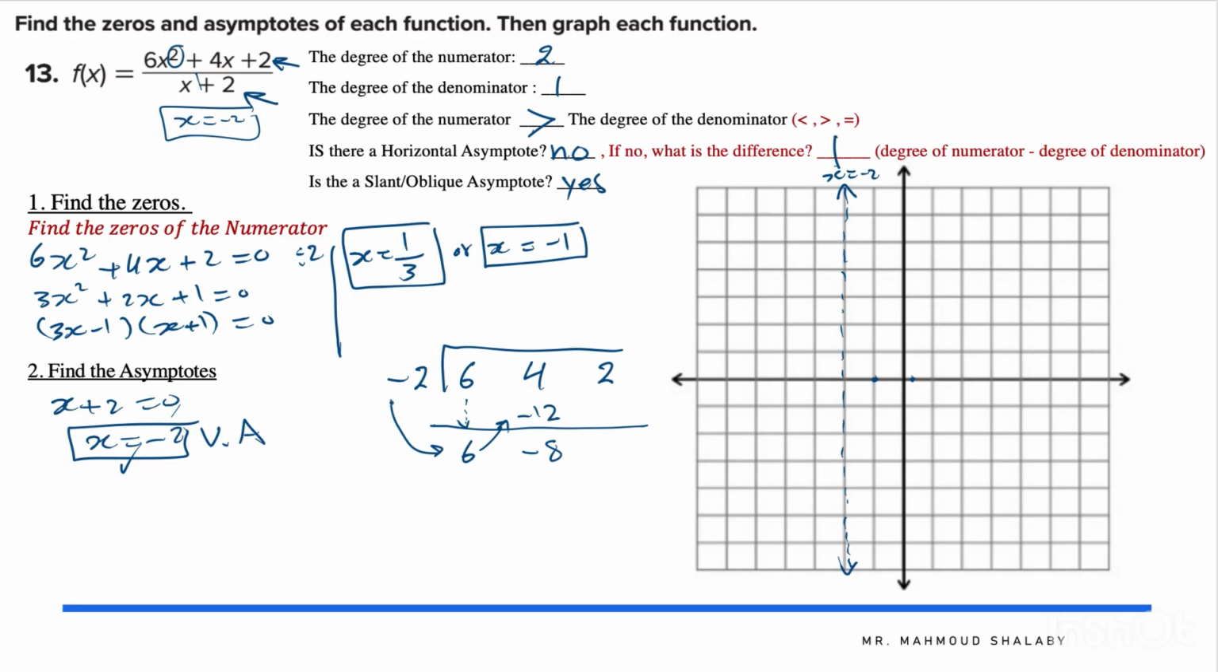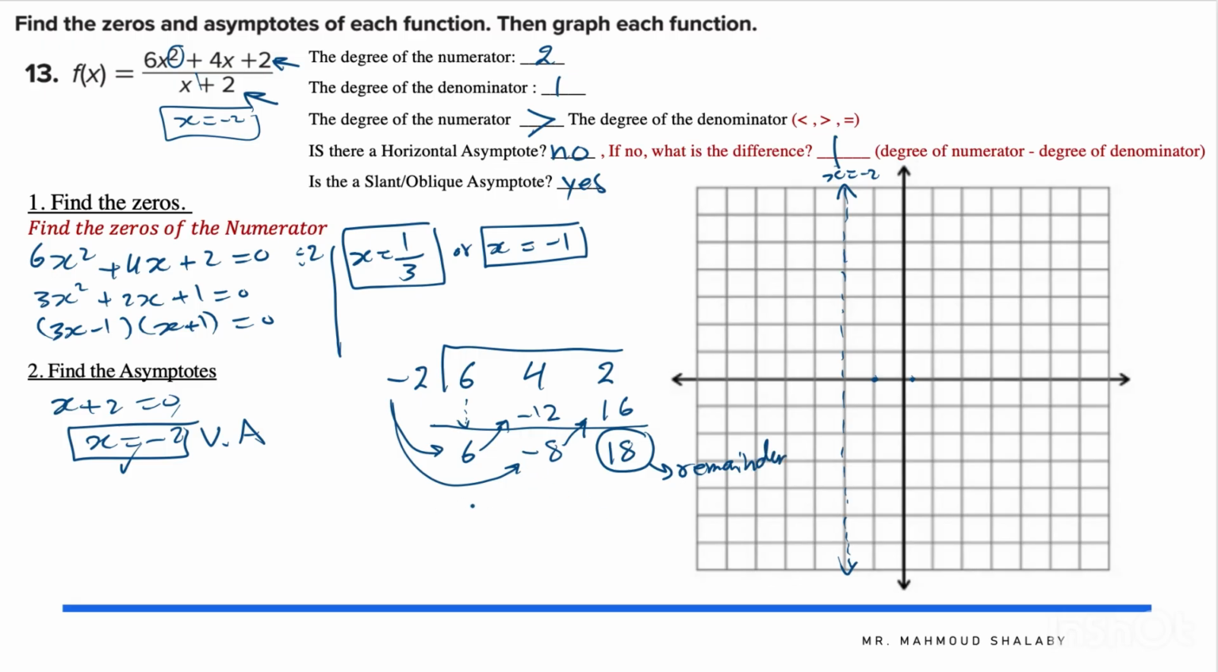Then multiply again. We multiply again by this number and put the result here. Negative 2 times negative 8 is positive 16. Add, the answer is 18. And we said the last number here is representing the remainder. It represents the remainder.